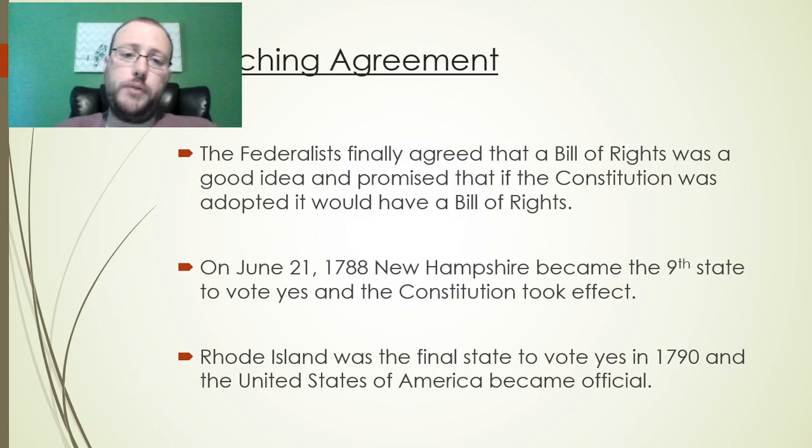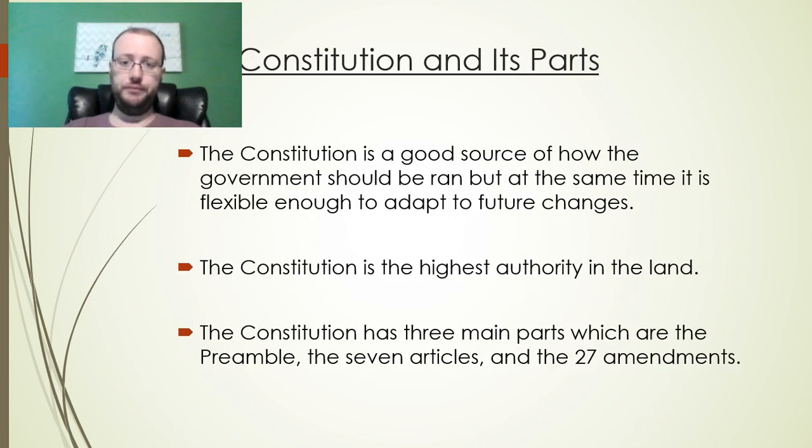And so on June 21st, 1788, New Hampshire became the 9th state to vote yes, and the Constitution took effect. Rhode Island was the final state to vote yes 2 years later, and the United States of America became official. The Constitution is a good source of how the government should be run, but at the same time, it is flexible enough to adapt to future change.